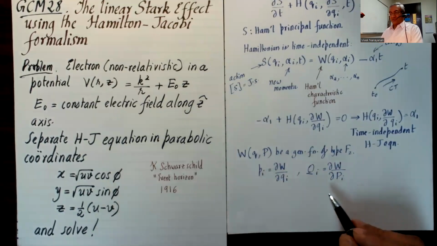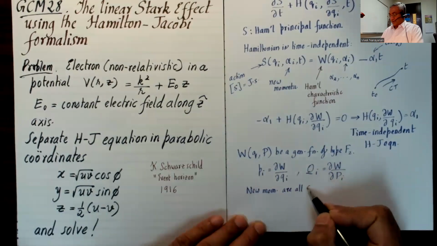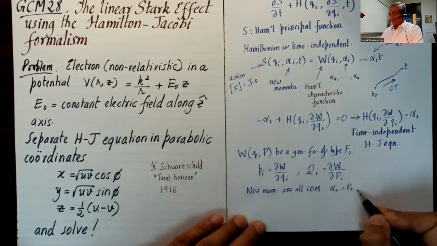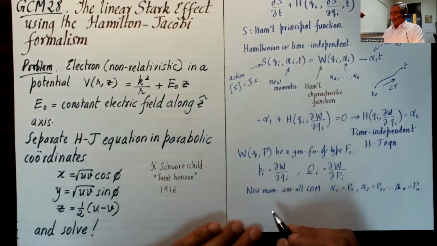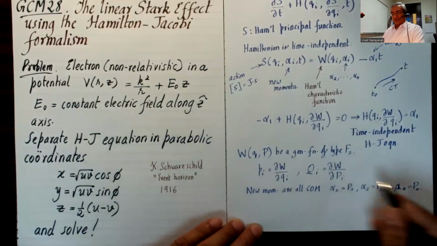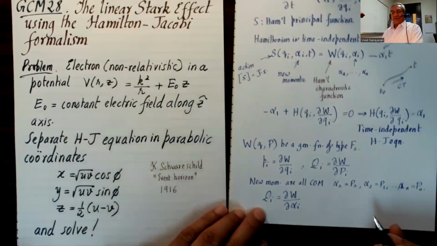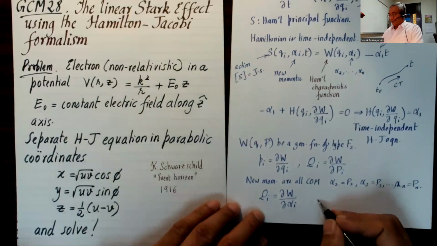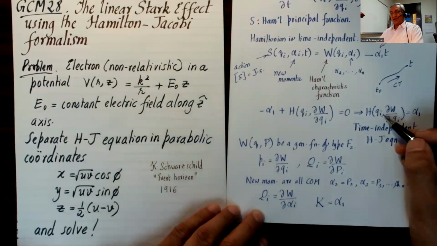And the new momenta are all constants of motion, because they are given by alpha 2, which is equal to P2, alpha 3, which is equal to P3, and so on, up to alpha n, which is equal to Pn. Meanwhile, I can write down what this is, because I know that they are constants of motion. I can write Qi's as del W over del alpha i. So I can identify my transformed Hamiltonian, or the Hamiltonian K, as simply equal to alpha 1, because that is a transformed Hamiltonian, since the time derivative doesn't exist. That thing itself is a transformed Hamiltonian.